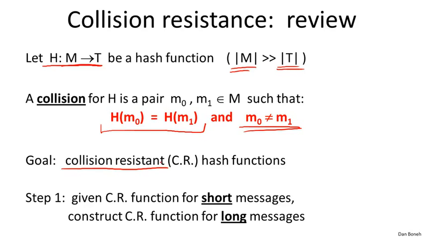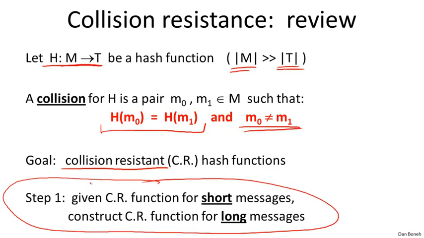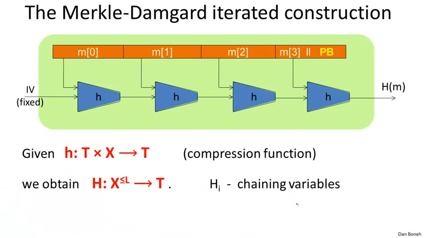So we're going to construct these collision-resistant hash functions in two steps. The first step, which we're going to do in this segment, is to show that if you give me a collision-resistant hash function for short messages, we can extend it and build a collision-resistant hash function for much longer messages. In the next segment, we'll actually build collision-resistant hash functions for short messages. Okay, so let's look at the construction.